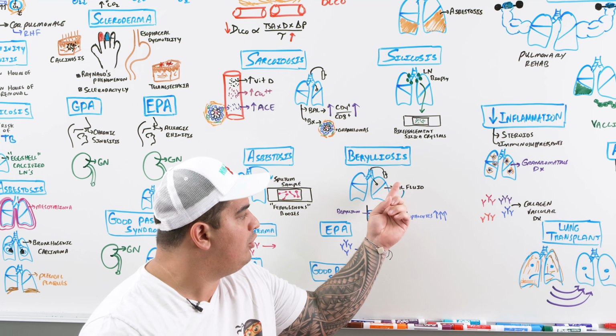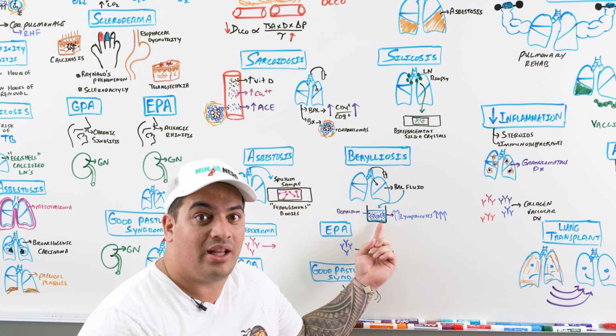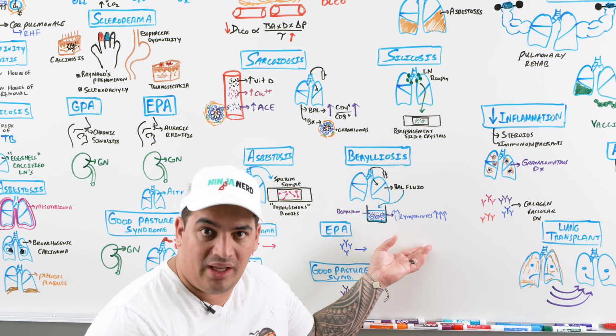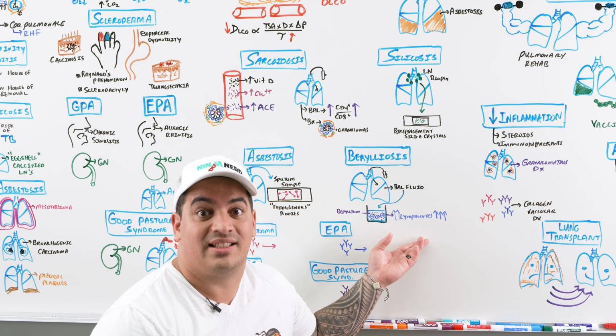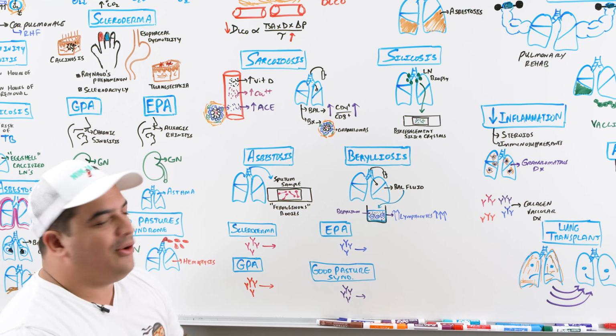We take bronchoalveolar fluid with lymphocytes, expose it to beryllium, and if those lymphocytes start proliferating like crazy after exposure to beryllium, it is a positive beryllium lymphocyte proliferation test. It's potentially suggestive of berylliosis. All right, we're almost there.